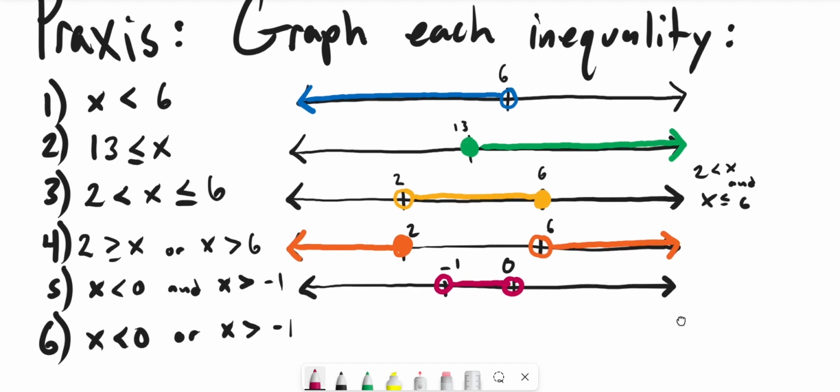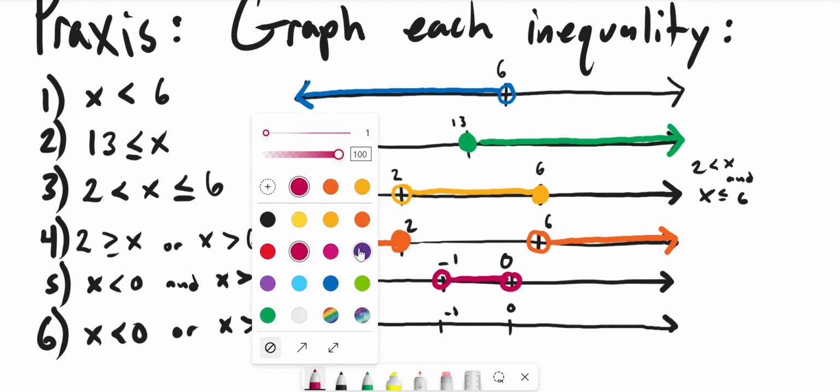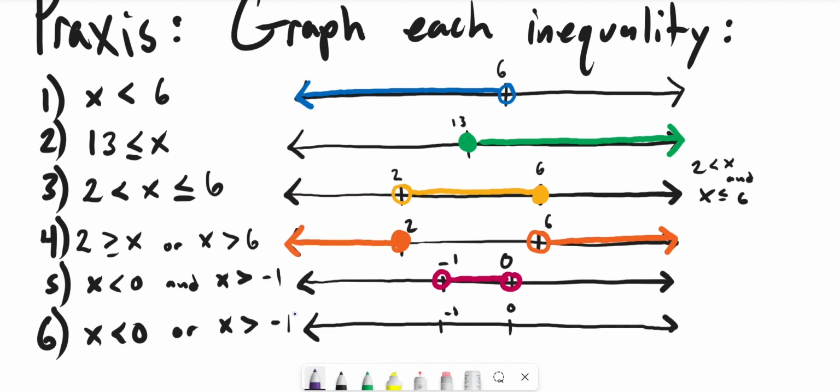Now, what about this last one? This last one I wanted to be a little bit more challenging. I have -1 and 0 as my critical players here still, but let's read. It says x is less than 0 or x is greater than -1. That means that as long as one of them is satisfied, we're good.